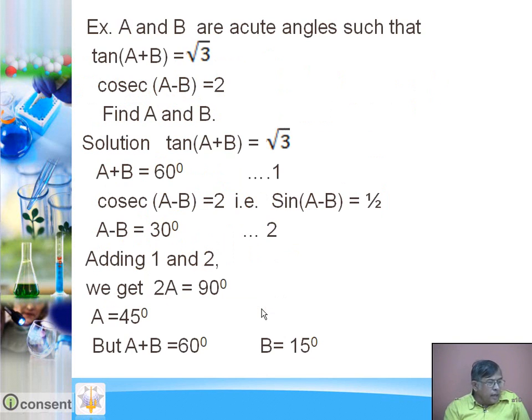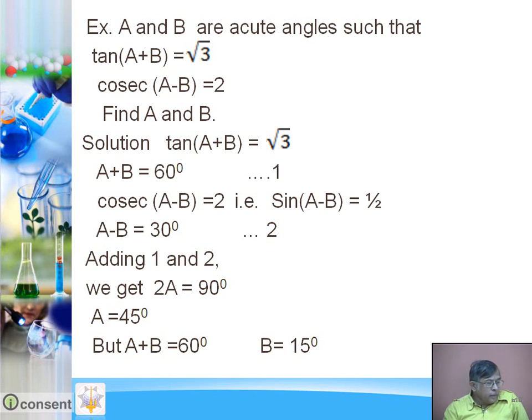Now in this example, A and B are acute angles such that tan of A plus B equal to root 3. Remember that these angles A and B are not from the same right triangle, because in a right triangle one is a right angle and the remaining two, though they are acute angles, in this problem they are not given in the same triangle. It is not mentioned here.